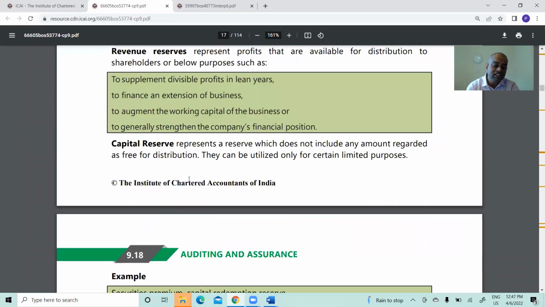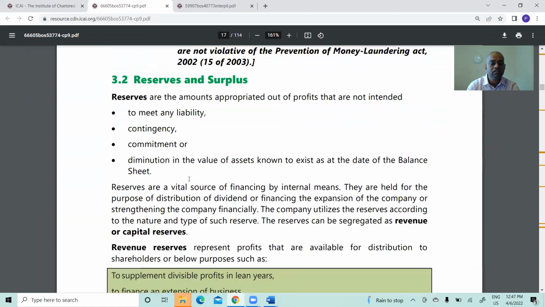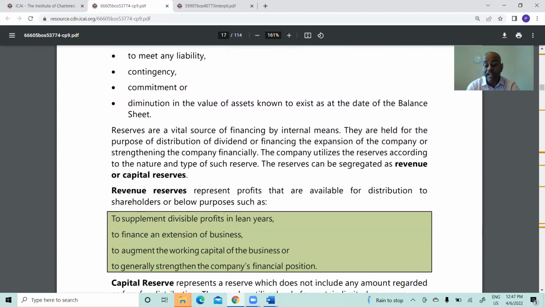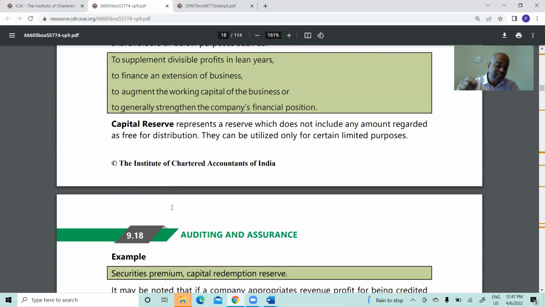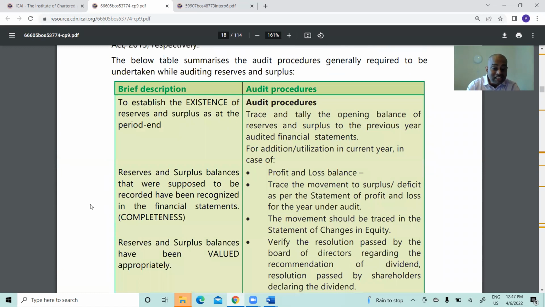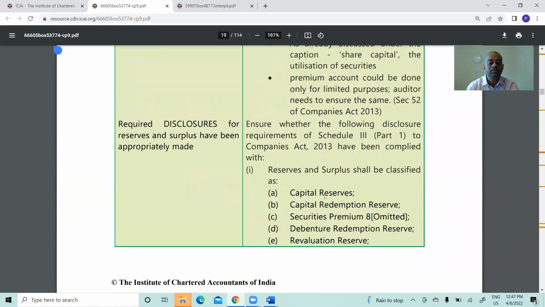Then reserves and surplus. See the size of reserves and surplus, and see what all they're explaining. First, what is reserve? They explained. Then they said it can be revenue reserve or capital reserve. Then they said what is revenue reserve, and what is capital reserve. Then examples. Then this is your answer actually: existence, completeness, valuation. Sir, how can I achieve these objectives? Audit procedures. That's all.